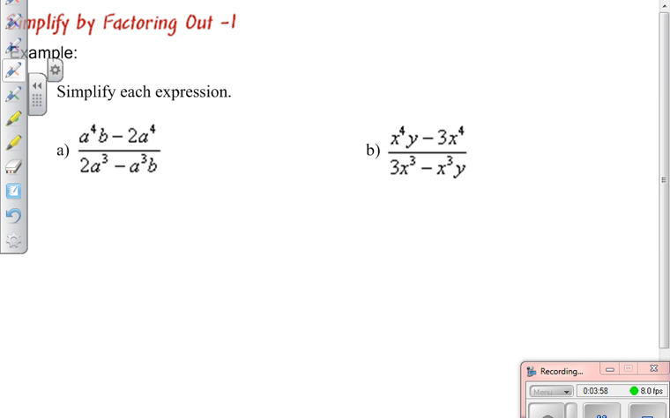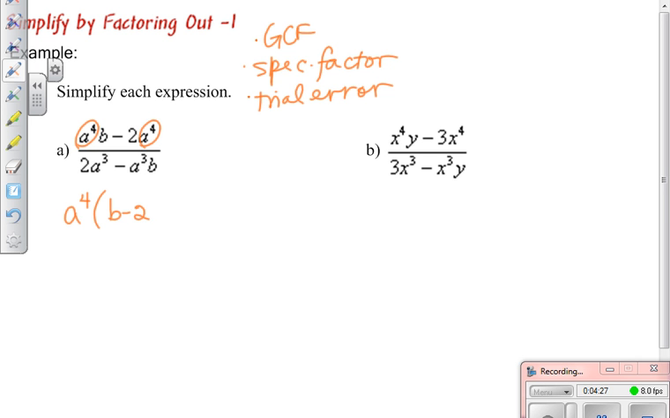So simplify each expression. First we're going to factor. Number 1 factoring rule, greatest common factor, and then any of our special factors like perfect squares, and then we go to trial and error. So when I have a binomial, a two-term thing, I'm looking for greatest common factors. A to the 4th and a to the 4th are common factors, so I'm going to pull that out front. That leaves b minus 2. The denominator, a cubed, is a common factor, and that leaves 2 minus b.